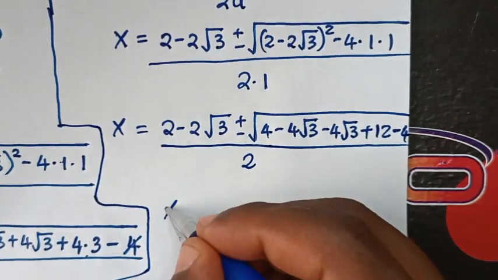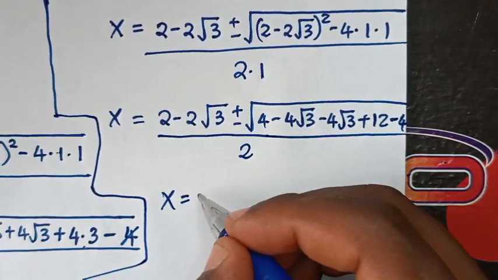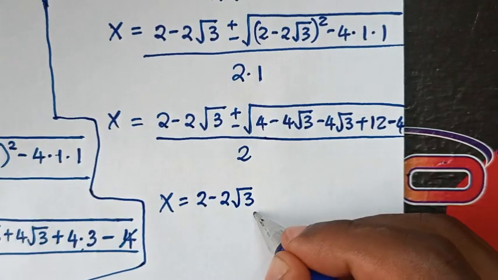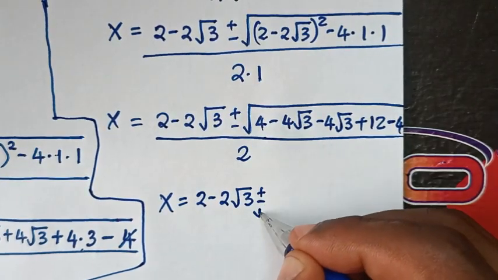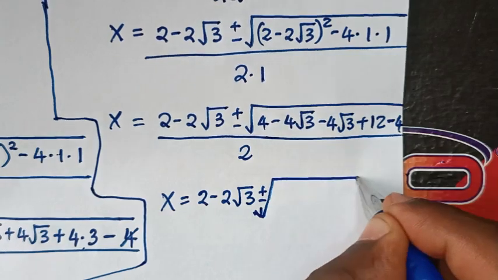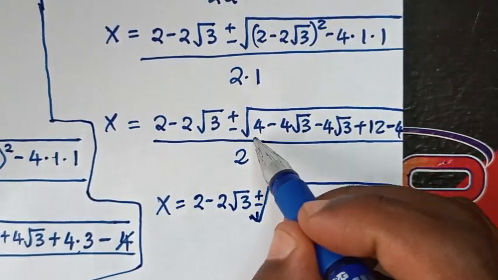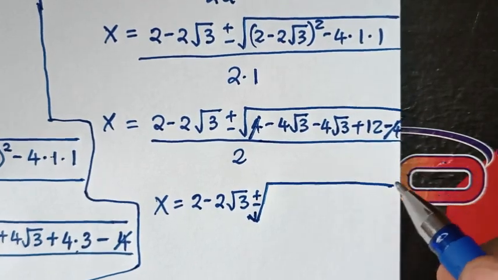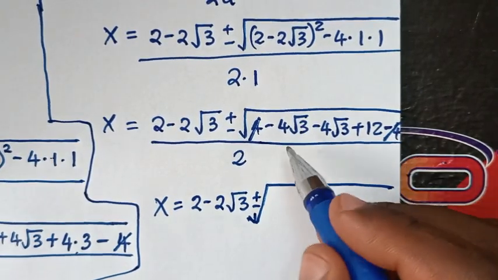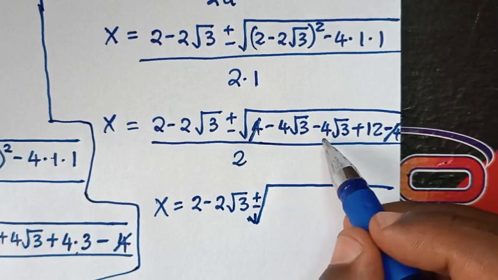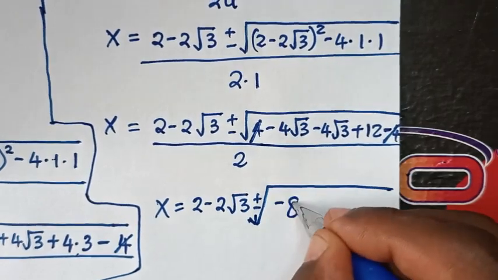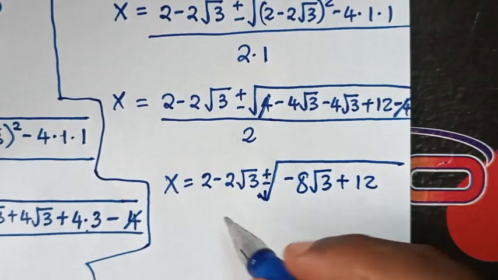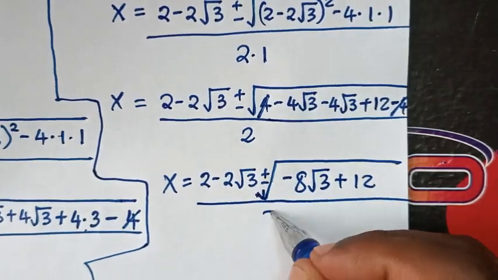Then it will be x is equal to 2 minus 2 square root of 3, then plus or minus square root of 4 minus 4 will cancel. So here it will be 12, or minus 4 square root of 3 minus 4 square root of 3, it will be minus 8 square root of 3, then plus 12, then over this 2.